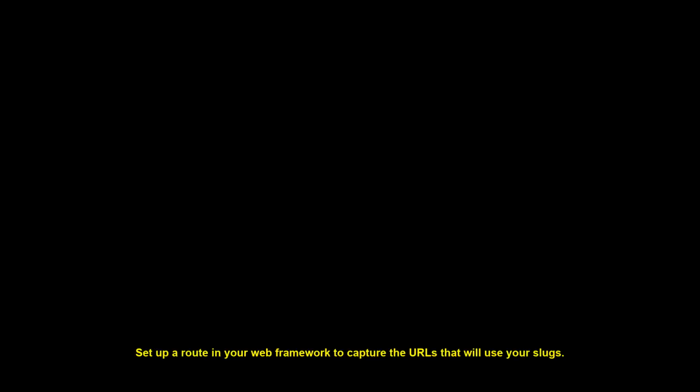Set up a route in your web framework to capture the URLs that will use your slugs. Make sure to define a parameter in the route that corresponds with the slug field. Next, implement a function that fetches content from Contentful based on the slug. Using the space ID and access token, establish a connection to the Contentful API.